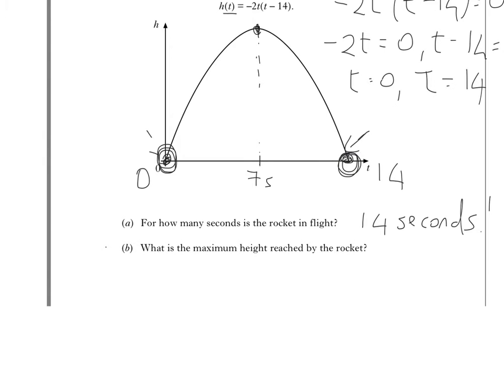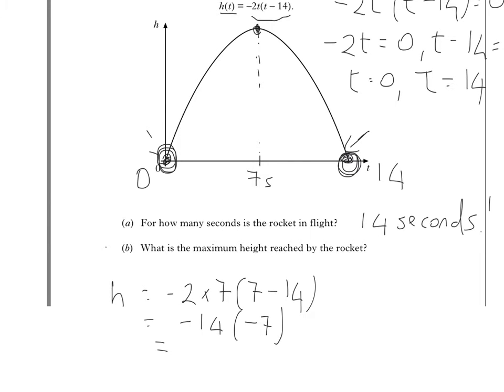So to find its maximum height, all we would do now is where we see t in the formula, replace it with 7. So the height is going to be equal to minus 2 times 7 bracket 7 minus 14. Minus 2 times 7 is minus 14. 7 minus 14 is minus 7.